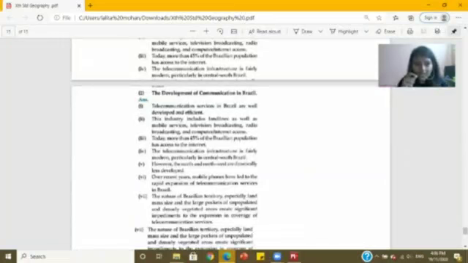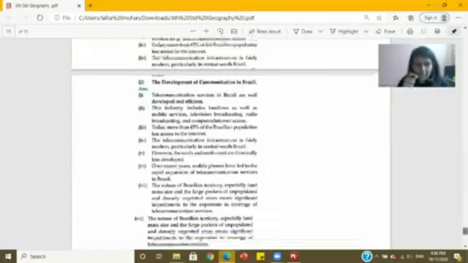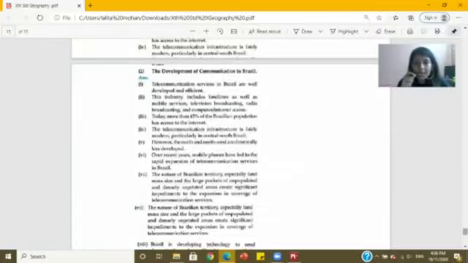I'm continuing. We are going to point number 5. However, the north and northwest are drastically less developed. Point 6. Over the recent years, mobile phones have led to rapid expansion of telecommunication services in Brazil. The nature of Brazilian territory, especially the landmass size and the large pockets of unpopulated and densely forested areas, create significant impediments, that is obstacles, to the expansion in coverage of telecommunication services.